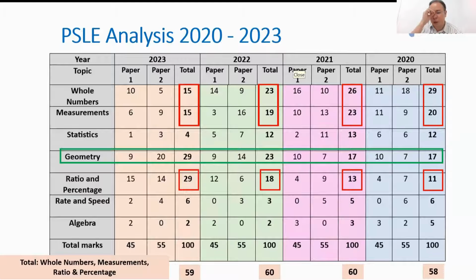Of course, if you want to work towards a higher score, like a lower AL level, then you will want to fine-tune all the small mistakes and reduce their careless mistakes. One interesting point is that over the years, geometry has been taking up a good 20% of the paper as well. And in last year's paper, it actually rose to 29%.